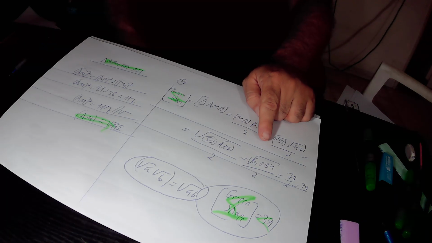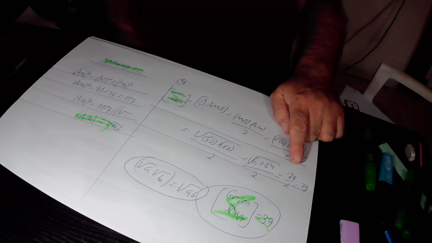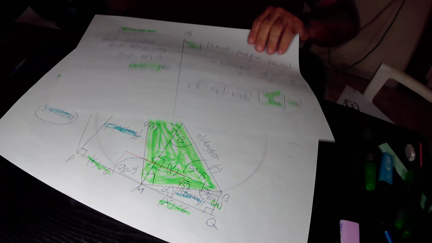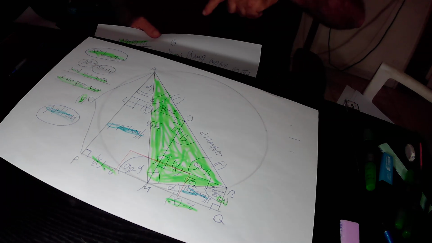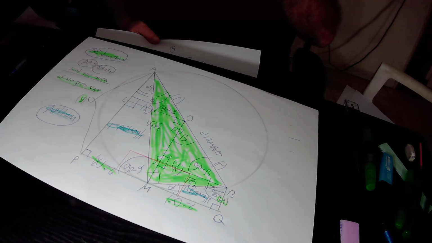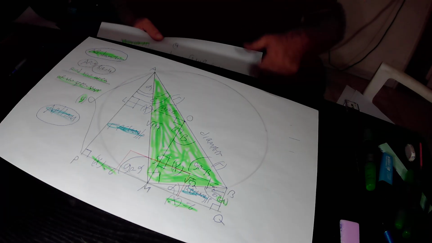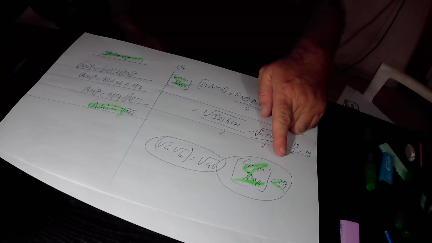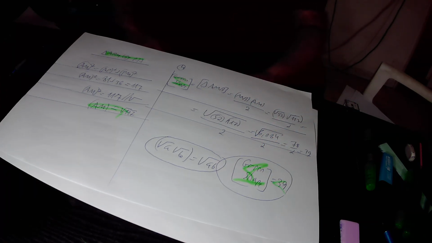The square root of 6084 is 78, divided by 2. 78 over 2 is 39. So in total, we find that the area we are looking for in this question, the area of this shape AMB, is equal to 39 square inches in size. Again, the area of the shape is equal to 39 square inches in size. Okay, thank you very much.